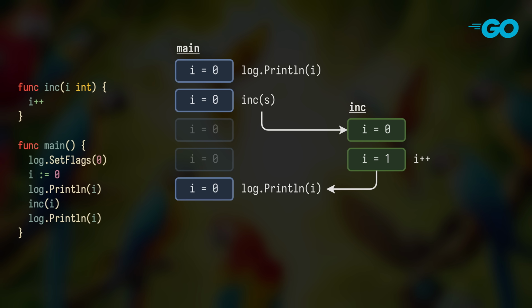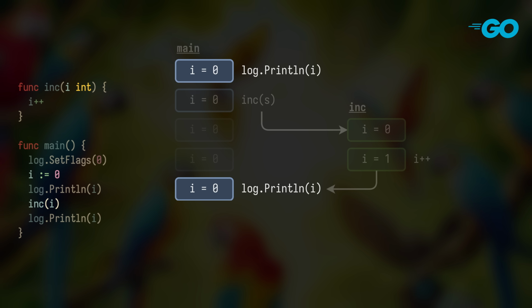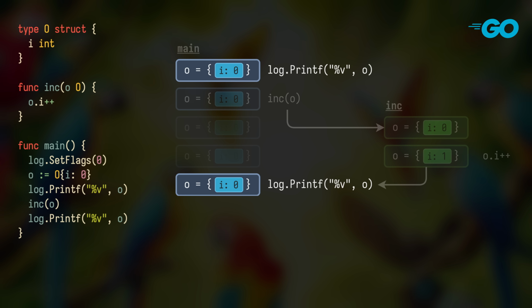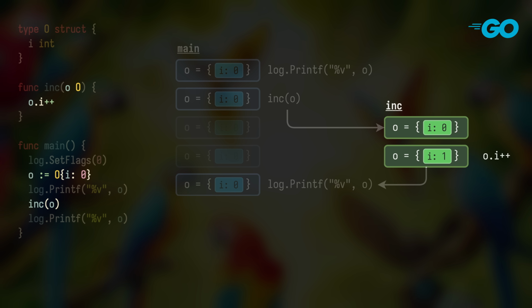And in Go, as in JavaScript, we're not really able to express that. This program prints 0 twice because integers, like in JavaScript, are passed by value. That one also prints 0 twice because Go structs are also passed by value, unlike JavaScript objects. Inc gets and modifies a copy of O.